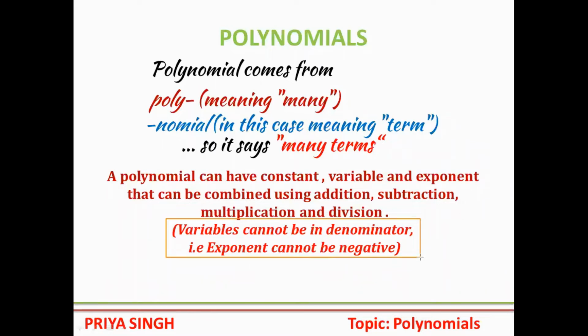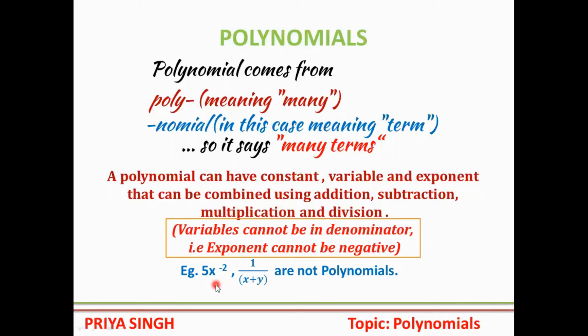Here is an important point written. See, I have drawn a box for it. So what is that important point? Variable cannot be in denominator. That means exponent cannot be negative. Let us take example to understand it. Here, first example is 5x raised to minus 2. So what is the power? Minus 2. Second example is 1 upon x plus y.